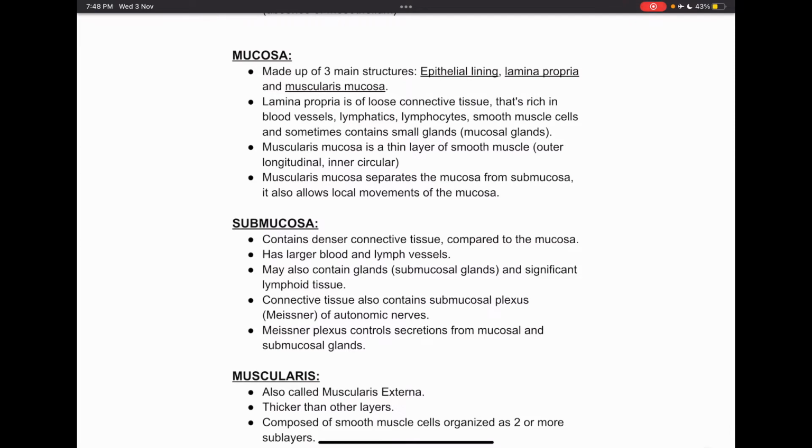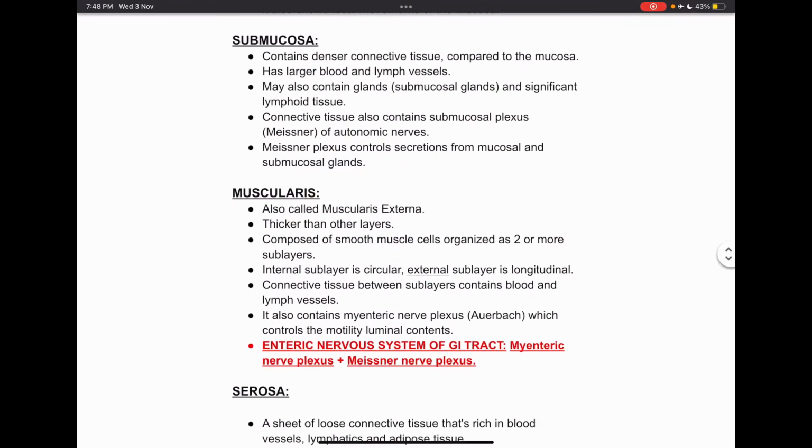The muscularis mucosa separates the mucosa from the submucosa, and it also allows local movements of the mucosa. بعدين عندنا السبmucosa. السبmucosa contains denser connective tissue than that of the mucosa. It also has larger blood and lymph vessels.